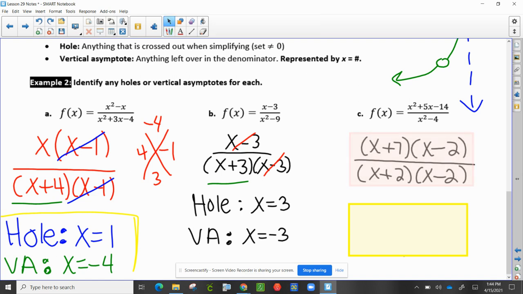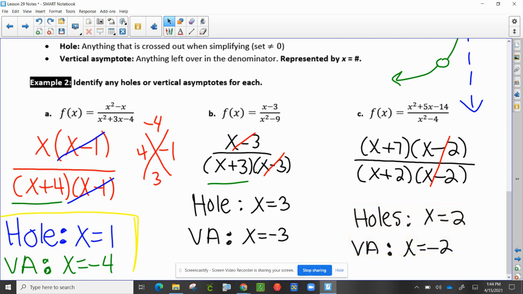If you did the second problem, C, there's your trinomial on top, factored as x plus 7, x minus 2. You had a difference of squares on the bottom, x plus 2, x minus 2. Those x minus 2's would simplify out, so that's where you have a hole. You have a hole at +2, vertical asymptote at -2.